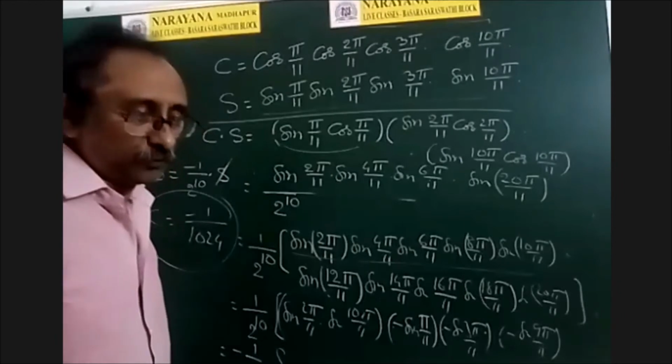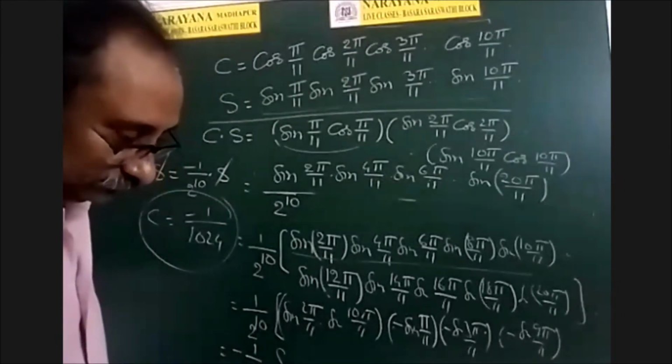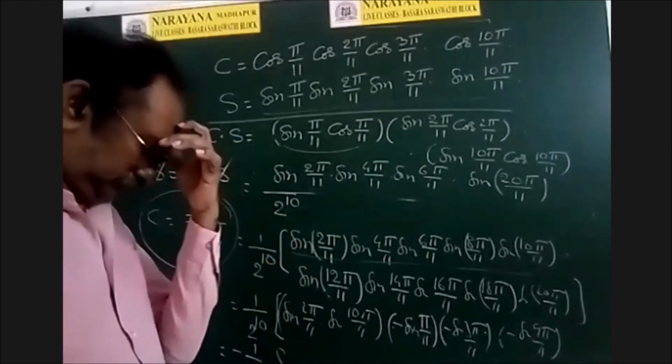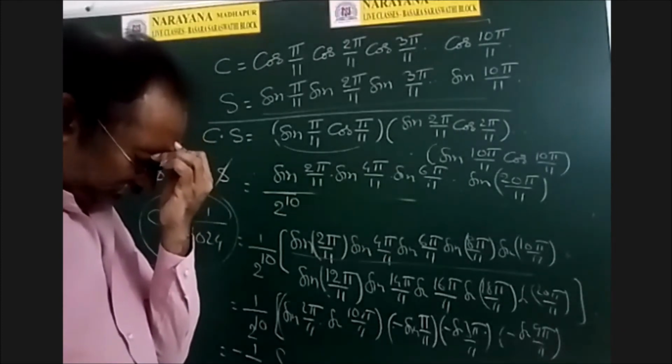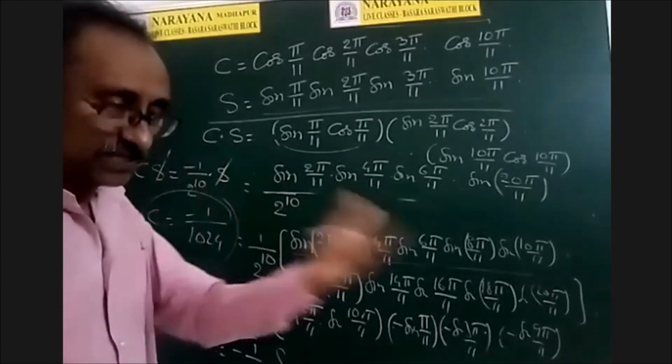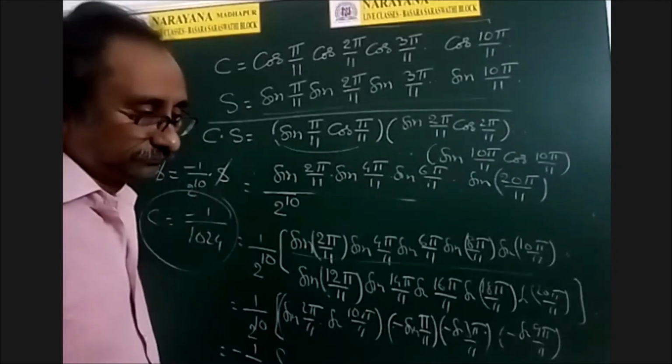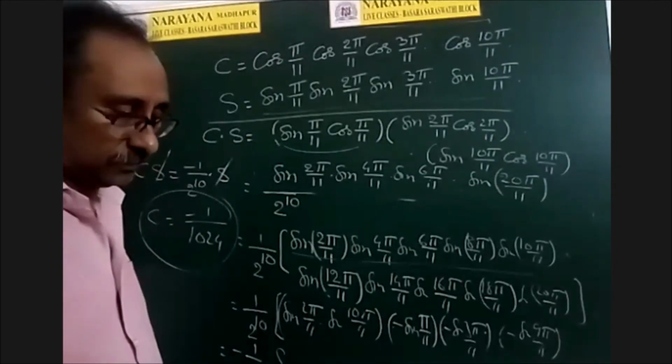Now you see what is the first step? What is the first step? You tell me. Tan of theta 1 plus theta 2 plus theta 3 plus theta 4 is equal to S1 minus S3 by 1 minus S2 plus S4. What is S1? S1 is sine 2 beta.